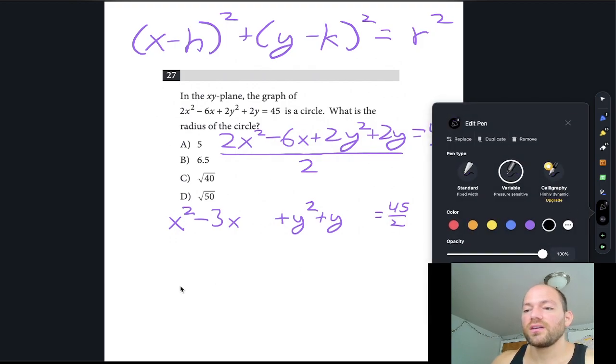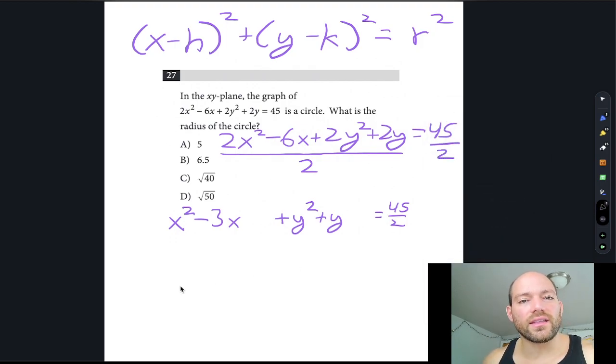Now the fun begins. Now I want you to direct your focus on the x term, not the x squared term now, just the x term. Look at the number in front of it. It's negative 3. So here's what I want you to do. I want you to cut that in half.